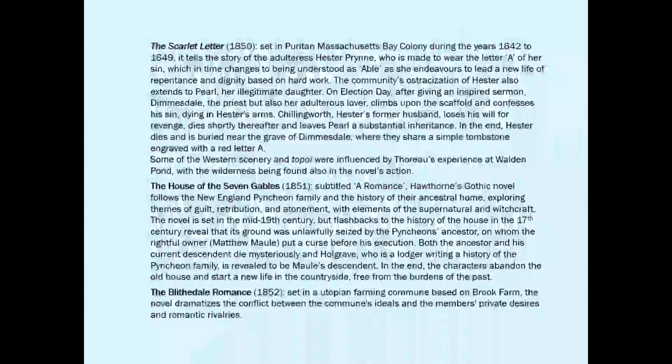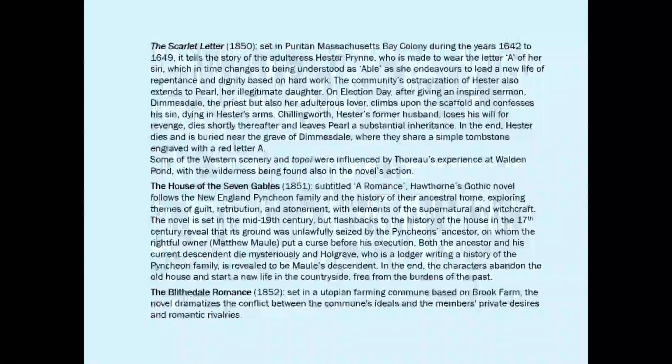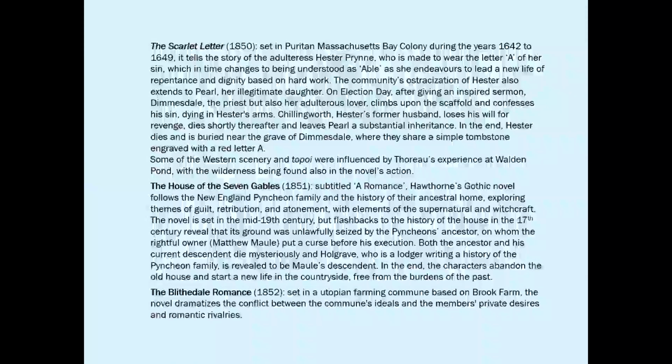But because of, again, the Puritan doctrine of trying to redeem herself, with time she tries to turn over a new leaf and lead a new life based on repentance and dignity. And at some point, the letter becomes known as Able because she sells incredibly good handiwork. We discover at some point in the text that her adulterous lover was actually married and was a priest, Dimmesdale, with whom she had an illegitimate daughter, Pearl.